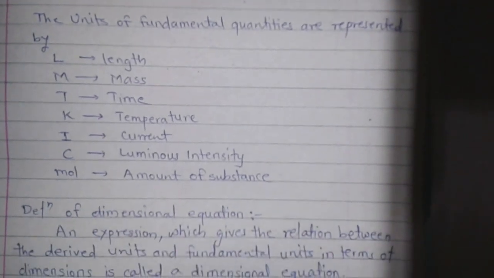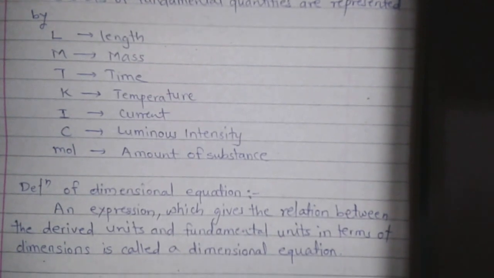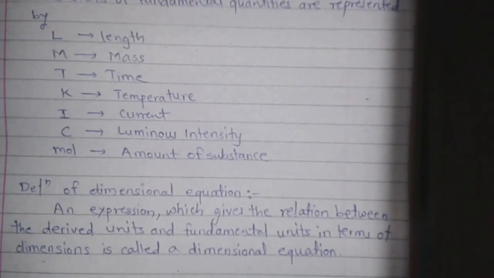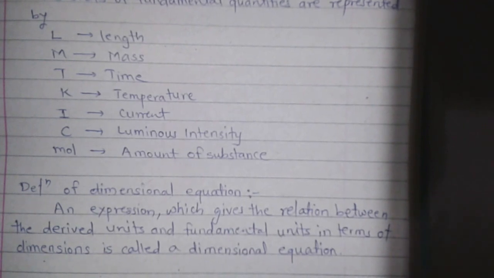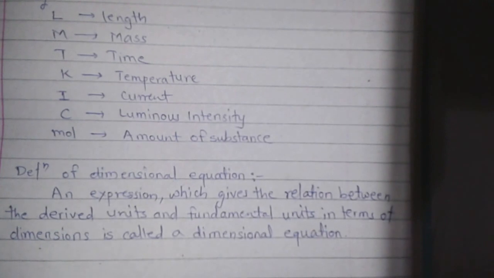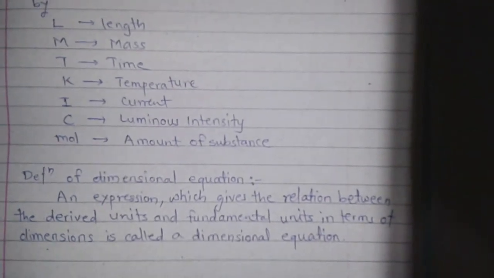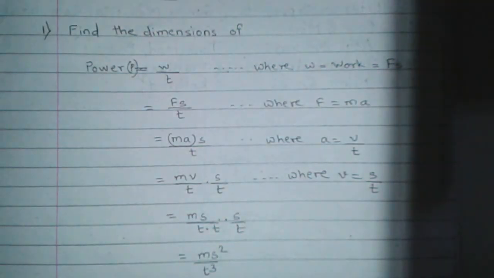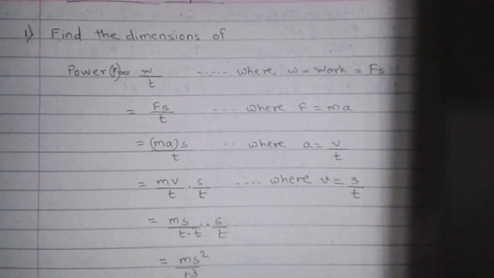Now let's see the definition of dimensional equation. An expression which gives the relation between the derived units and fundamental units in terms of dimensions is called a dimensional equation. Now we will see how to find the dimensions of power and force. So let's first see how to find the dimensions of power.